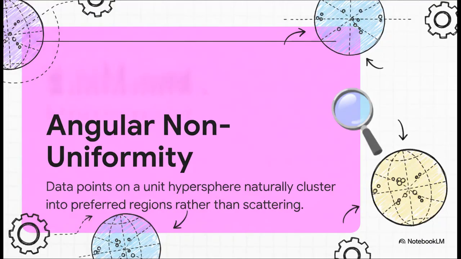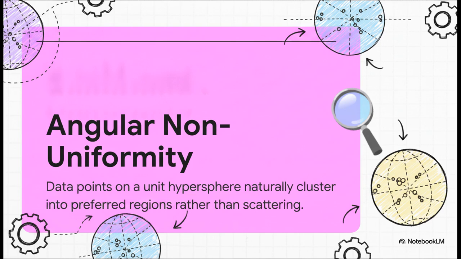This brings us to Section 2, unlocking angular non-uniformity. Now this is where a major paradigm shift happens regarding how data naturally behaves when we push it into high-dimensional space. When you project token embeddings or hidden states onto a unit hypersphere, something fascinating happens. The data doesn't just spread out evenly. Instead, it shows a property called angular non-uniformity. In simple terms, the data is clumpy. It naturally clusters into preferred angular regions based on semantic similarities, leaving other regions completely empty.